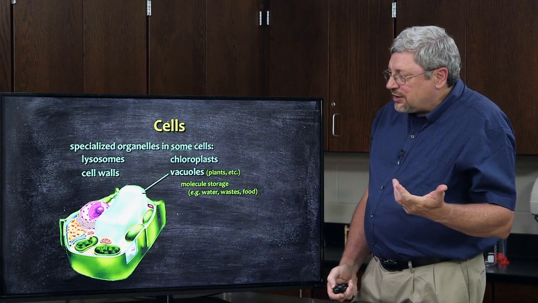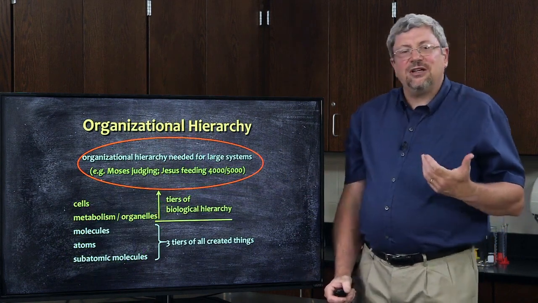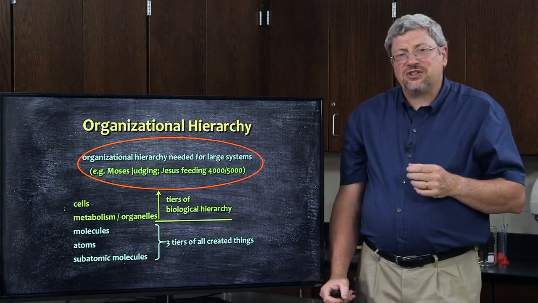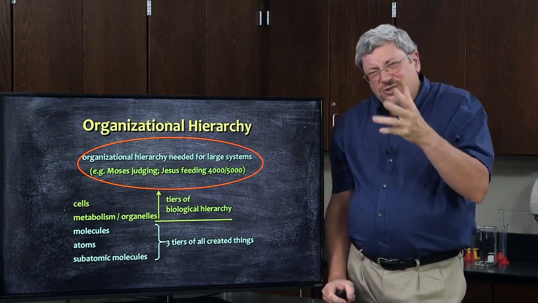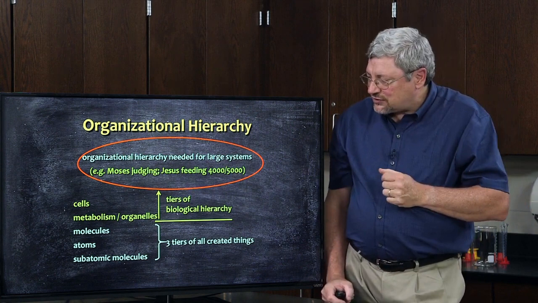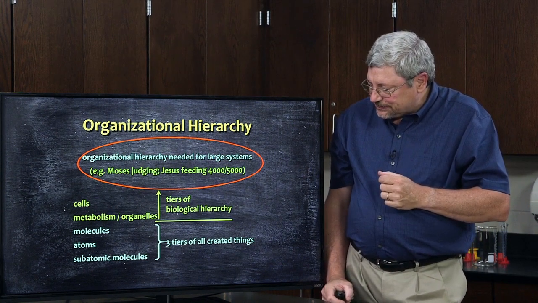Now, there are other organelles that are found in various and sundry specialized cells, but those are the commonest kinds of organelles found in cells.